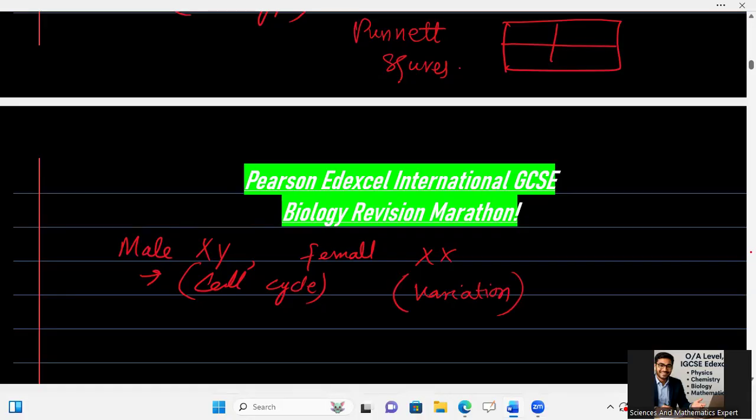For the cell cycle chapter, I am saying that you should go towards your book and just read it one time for the different stages to be taken into account.